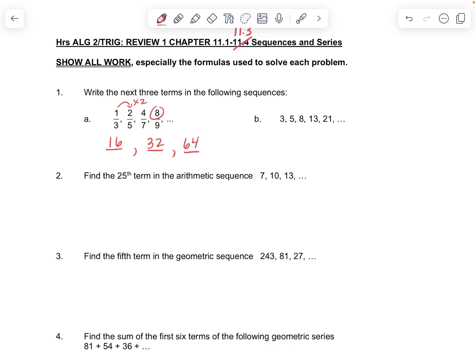And then if you look for a pattern on the bottom here, we're just adding 2, right? Or they're just the odd numbers. So you have 3, 5, 7, 9. So the next ones will be 11, 13, and 15.